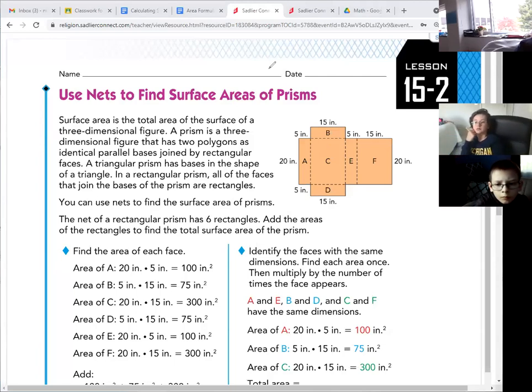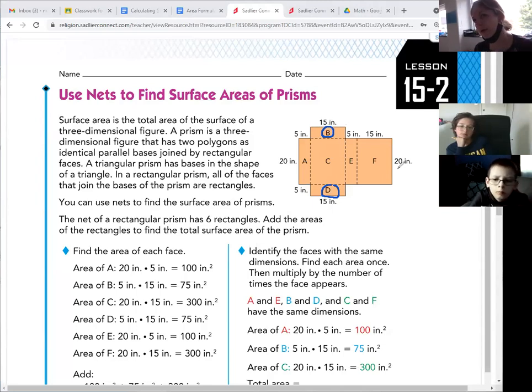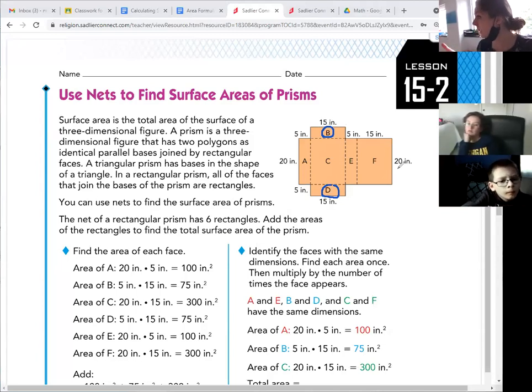Like B and E are about the same size, so you would do B times 2. Okay. So Ava is suggesting that B and D are exactly the same rectangle. So if I find the area of one of those rectangles, all I have to do is multiply it by 2 in order to combine their areas. Do you agree with that? Do you see any other congruent rectangle faces on here? What do you see, Allie?